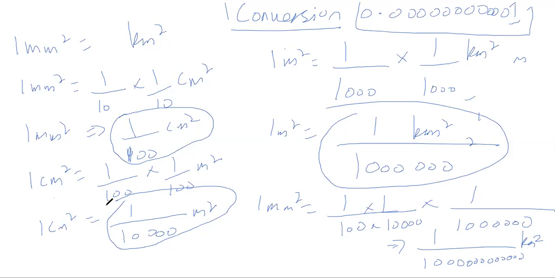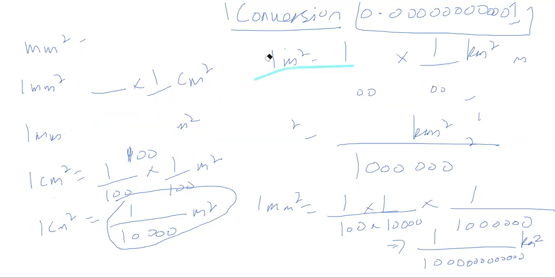Any confusion? So let me check for Sumaya and Nabia. 3, 4, 5. They were basically 12 zeros, right? Good, Sumaya and Nabia. Okay, clear? Now your homework is, I'm writing down your homework.